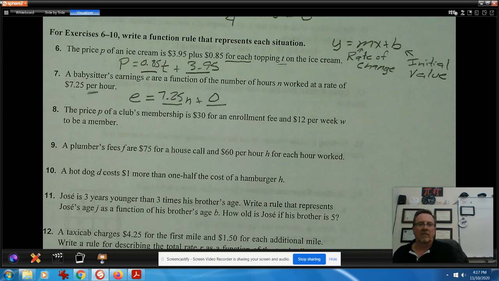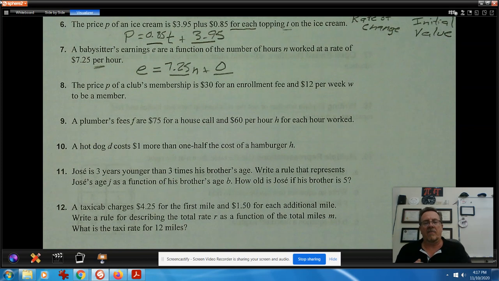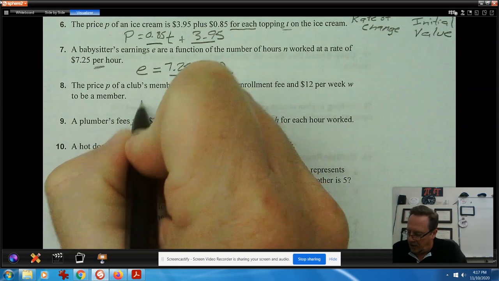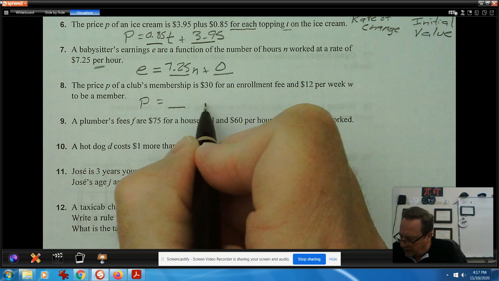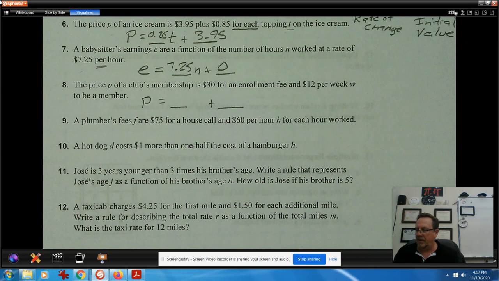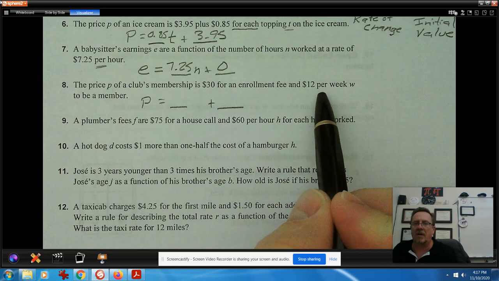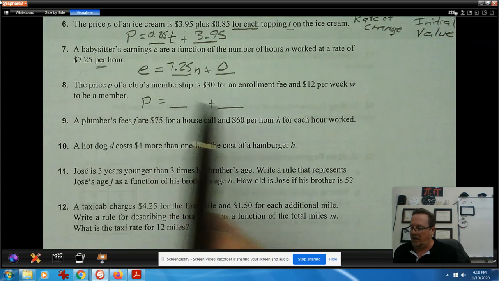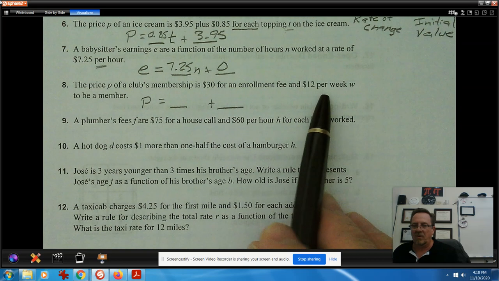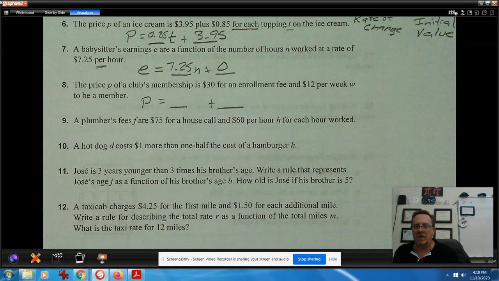So, moving on. The price P of a club's membership, well, I think that's going to mean that P is equal to, and I'm going to write my blanks in here, blank plus blank. $30 for enrollment fee and $12 per week. Do you see a keyword that we've already talked about? And hopefully you do. Per. Before I said per is the indication that that's going to be a rate of change. It's $12 per week, right?